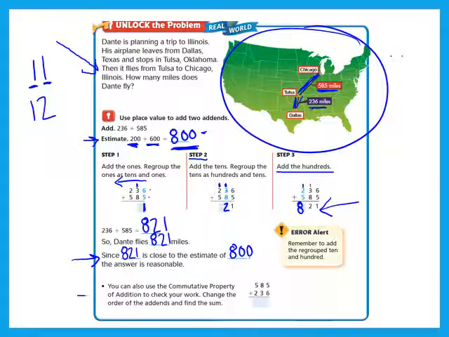Down here, it's giving me another strategy, and it says you can use the commutative property of addition to check your work. So this says change the order of the addends and find the sum. In this example, I started out with 236 on the top, and here they've just changed it around so I have 585 on top. We're not going to re-add that because I already know that my answer is correct. So let's take a look at the next problem.